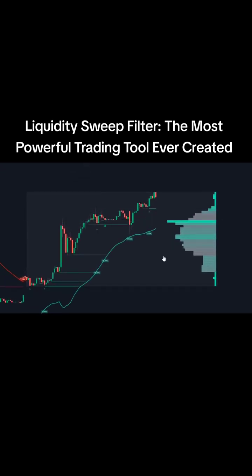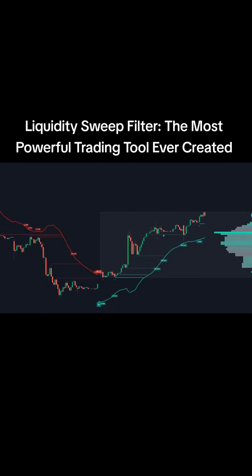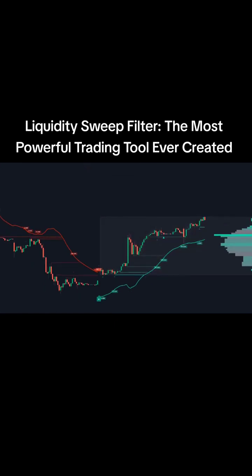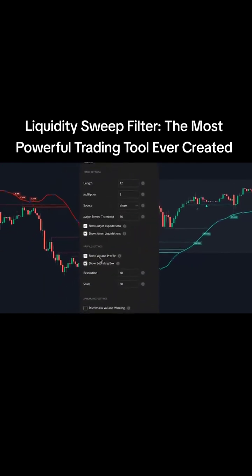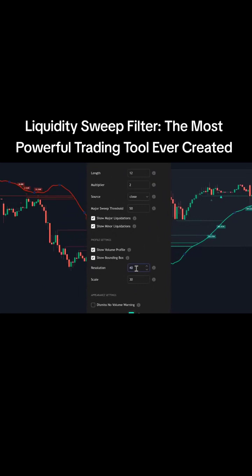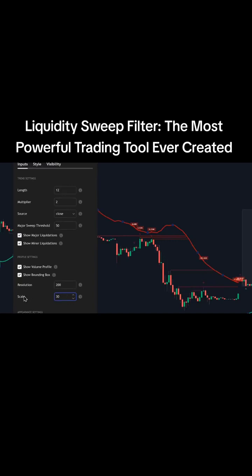You'll also notice a bounding box that specifies which portion of the chart the volume profile is analyzing. By default, it might only include the most recent candles, since recent data often provides the most relevant insights. If you want to include more historical bars, you simply double-click on the indicator, and then in the settings, you can adjust the bounding box resolution, for instance, changing it from 40 to 200. Additionally, the scale option lets you control how wide the volume profile bars appear, making them easier to see if needed. Now, while we're still in the settings, let's go over what each of these settings actually mean.